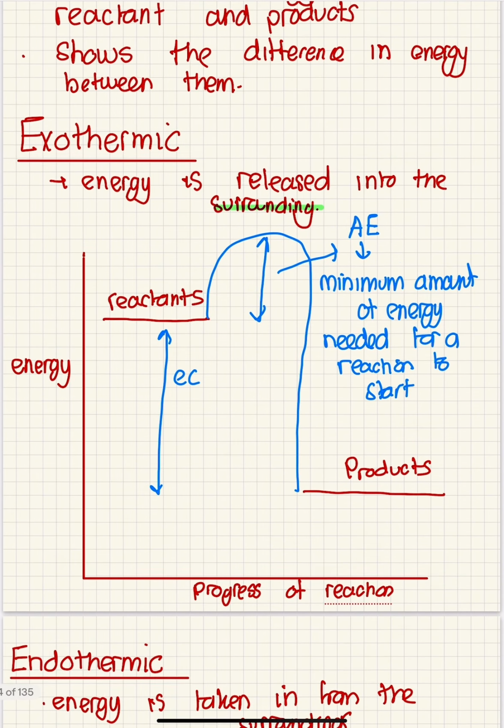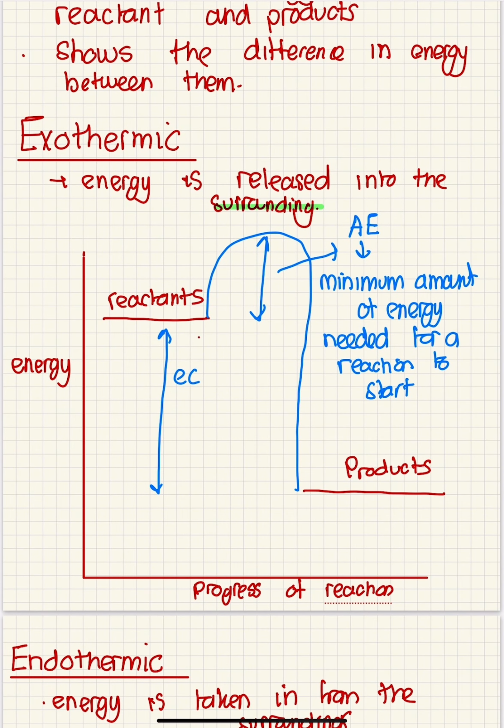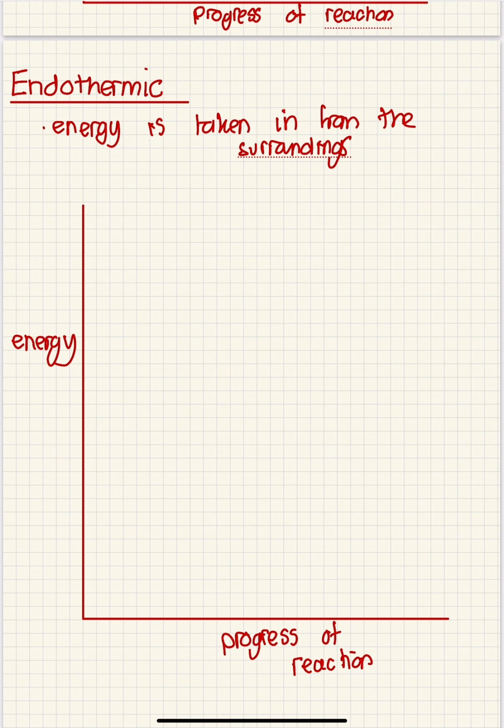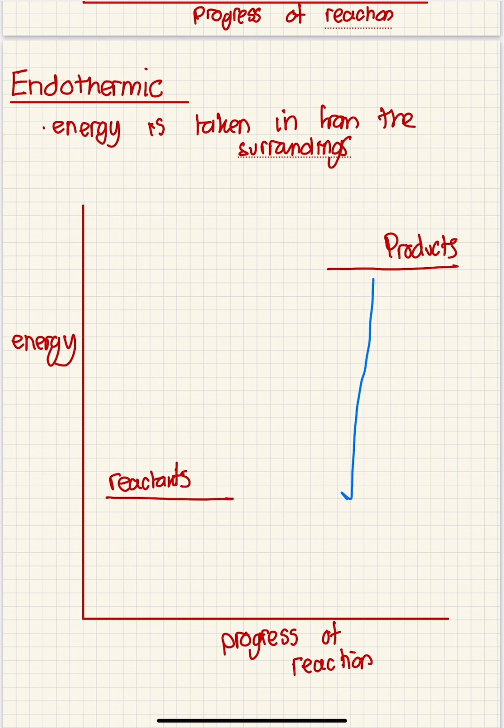Now, if we go back to our exothermic, energy is released, meaning energy will go down. Over here, endothermic, energy is taken in, meaning at the end, our products will have more energy. So this time, our reactants are at the bottom. And because energy is taken in from the surroundings, we're going to have more energy. So at the end, our products will be higher up. So let's just write reactants. And let's write products. And again, we can label this bit over here, from our reactants to products, as our energy change, which I'll write as EC.